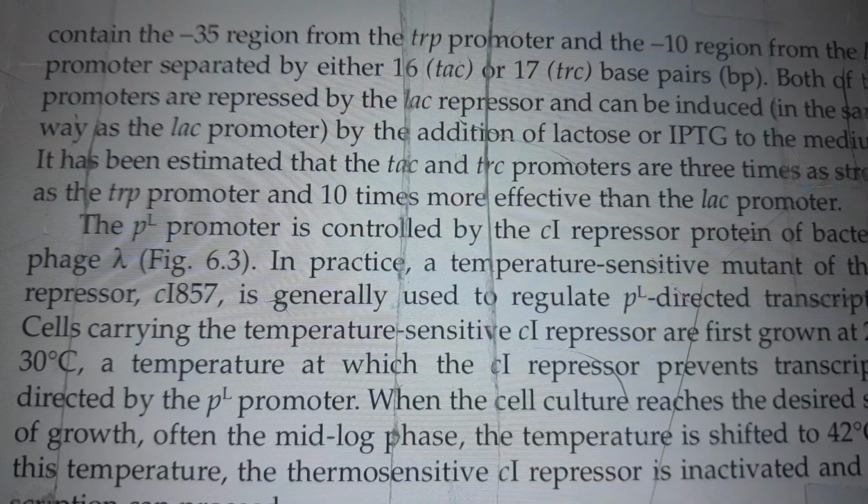Both promoters contain the -35 region from the trp promoter and the -10 region from the lac promoter, separated by either 16 (tac) or 17 (trc) base pairs, bp. Both of the promoters are repressed by the lac repressor and can be induced in the same way as the lac promoter, by the addition of lactose or IPTG to the medium. It has been estimated that the tac and trc promoters are 3 times as strong as the trp promoter and 10 times more effective than the lac promoter.